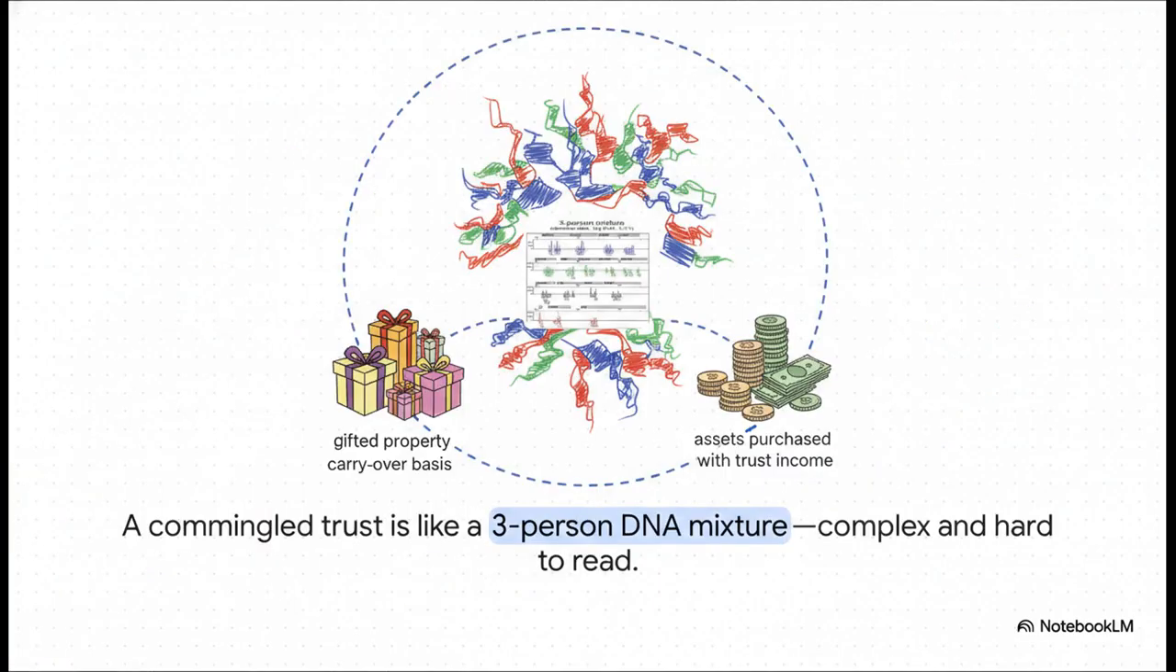And this picture illustrates the problem perfectly. You're looking at what's called an electrophoregram of a three-person DNA mixture. It is messy, it's complex, the signals are all overlapping. And that is exactly what a tax professional faces when they look at a trust that holds, say, both gifted property, which has a carryover basis, and assets that were bought with trust income. It's a commingled mess that you have to painstakingly pull apart to figure out each asset's true basis profile.